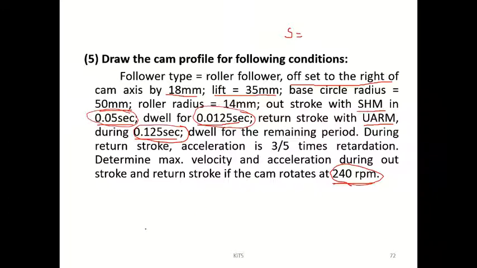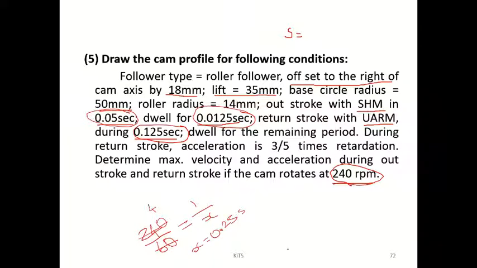So in 1 minute it is having 240 revolutions. 1 minute means 60 seconds. In 60 seconds it is having 240 revolutions. So for one complete revolution, how many seconds will it take? That's what we have to find out. So for one complete revolution, it will take 0.25 seconds.